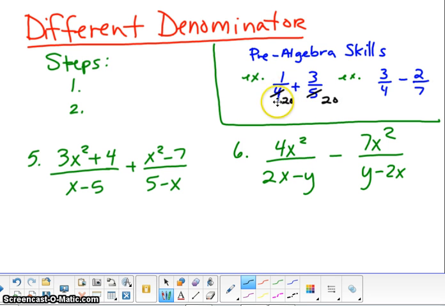So whatever you multiplied to get the 20, you're going to have to do the same to the top. So multiplying by 5 and multiplying by 4 will give you a common denominator of 20, and then you add the numerators to get 17 over 20.